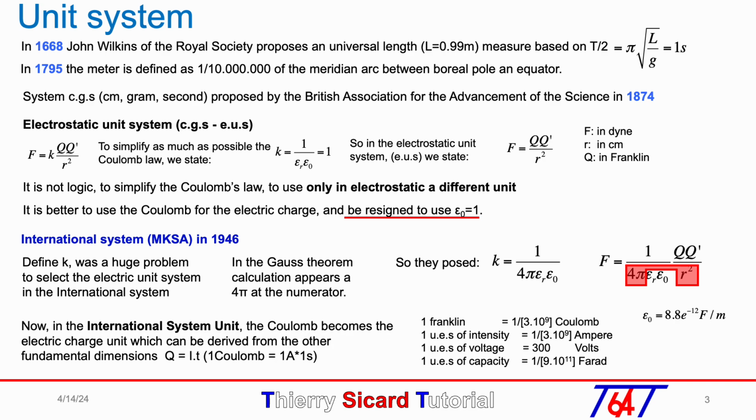Now in the MKSA system, the Coulomb became the electric charge unit, which can be derived from the other fundamental dimensions, ampere and second, with Q equal IT. On the right, you can see the correspondence between the electrostatic unit system and the new MKSA unit system.